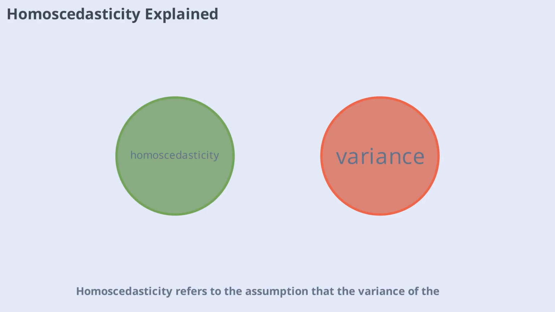Homoscedasticity refers to the assumption that the variance of the residuals is constant across all levels of the independent variable. In other words, the spread of the residuals should be roughly the same no matter what value x takes. If this assumption is violated, it can lead to inefficient estimates and affect the reliability of your conclusions.